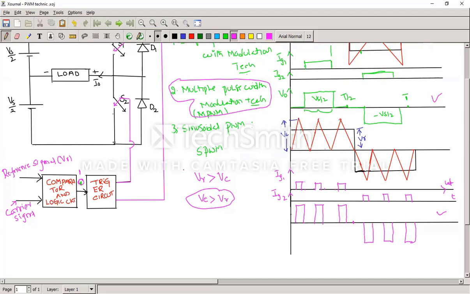But when you go for the multiple pulse width modulation, the magnitude of low frequency component will be decreasing. It introduces the high frequency component, but it is not going to affect the load because you can easily filter that high frequency component. Now come to the sinusoidal pulse width modulation. If we compare the first one, second one, here the single pulse, but here the multiple pulse with equal width.